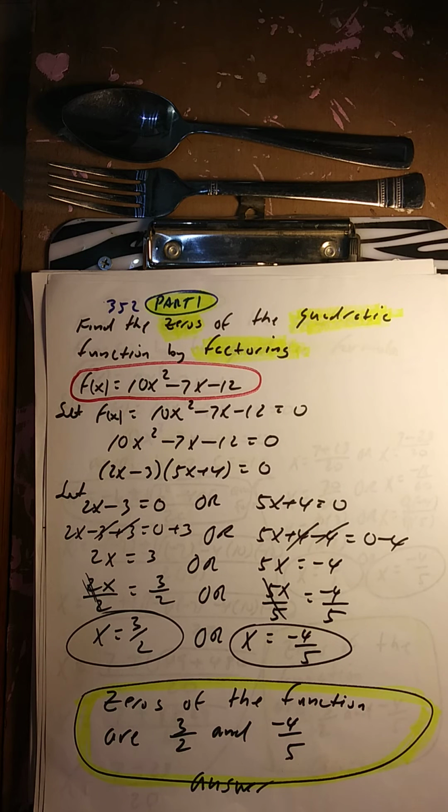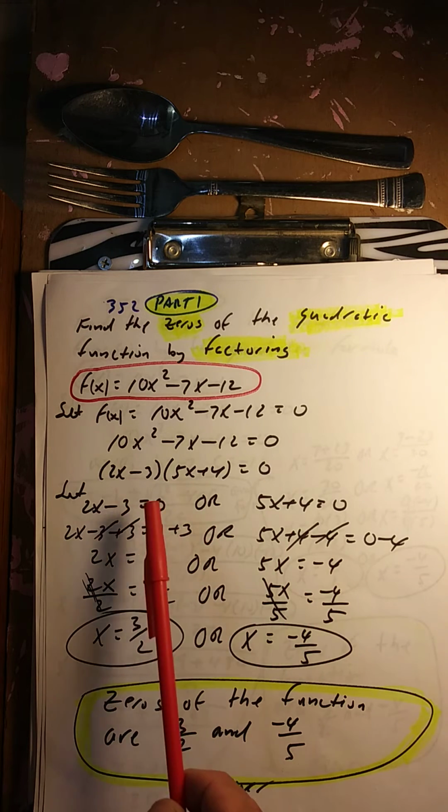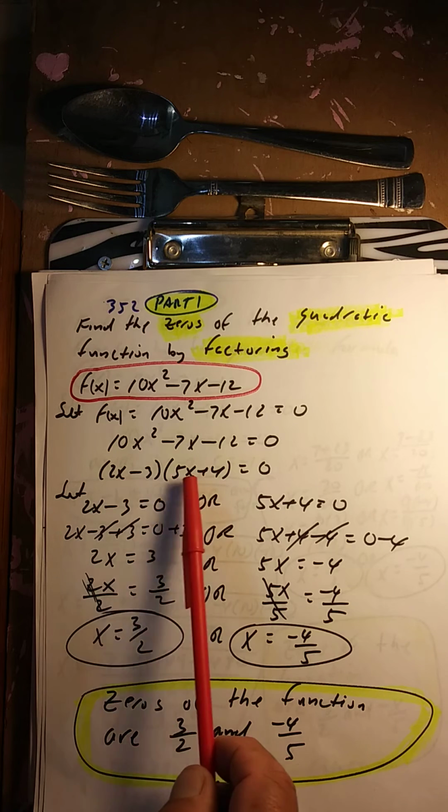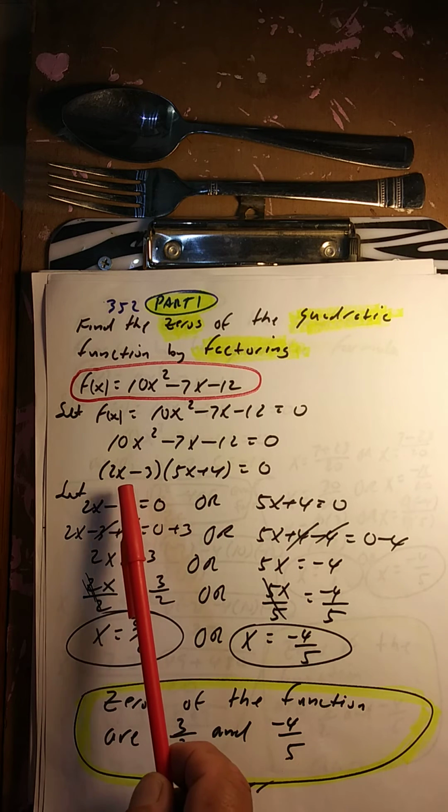Find the zeros of the function by factoring. That's fine. We can factor it out. No problem. I say, let's see. I say these are the ones that are going to work. Let's just see if it works.